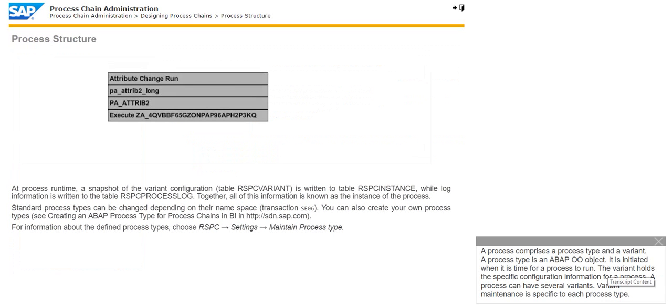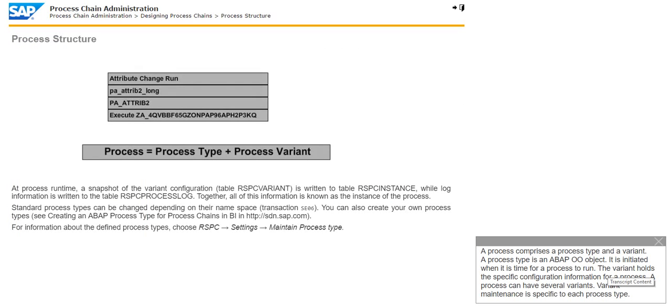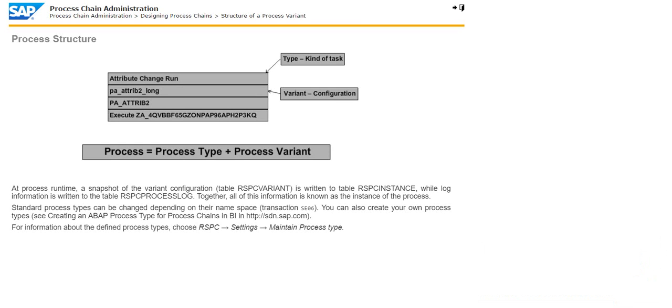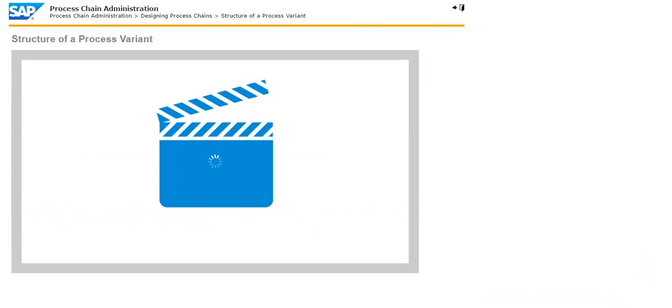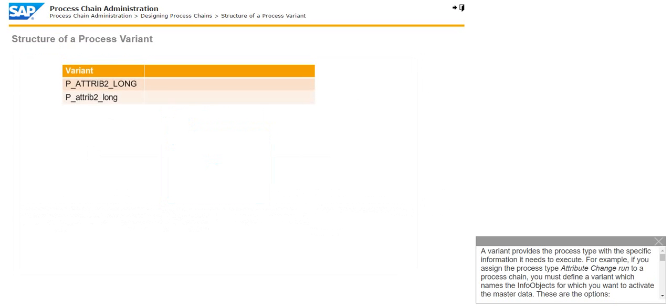A process comprises a process type and a variant. A process type is an ABAP OO object. It is initiated when it is time for a process to run. The variant holds the specific configuration information for a process. A process can have several variants. Variant maintenance is specific to each process type. A variant provides the process type with the specific information it needs to execute.